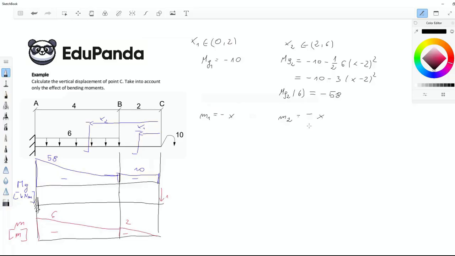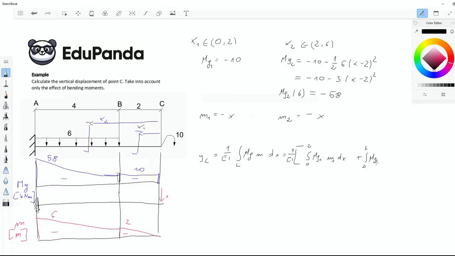Okay, now, we can already analytically calculate the displacement of point C, because yc is equal to 1 over EJ, and formally we will write down an integral. Integral of Mg m dx, Mg times m, of course, over the entire length. In practice, since we have two variability intervals, then we integrate 1 over EJ, open a bracket and integrate from 0 to 2. This is Mg1 times m dx. Add. Integral from 2 to 6.